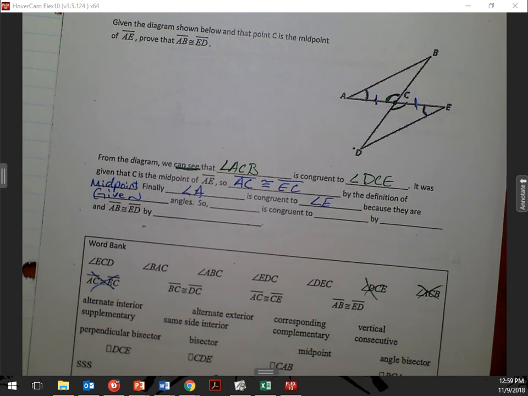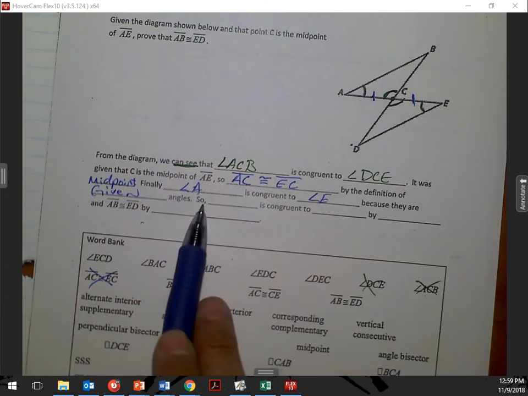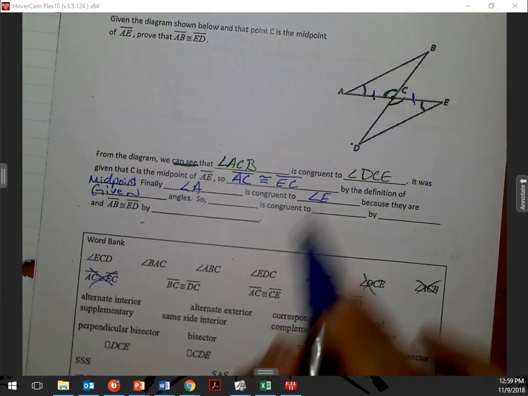So are the triangles congruent? Yeah. How are they congruent? Angle, side, angle. But what would I say? What are my two triangles? ABC and CDE. Okay, triangle, the whole triangle.